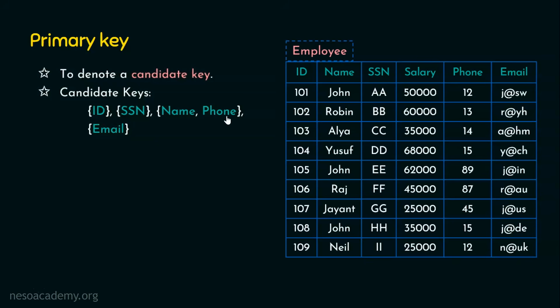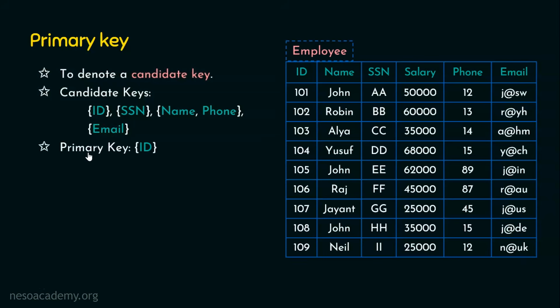Coming to name and phone number, there is an attribute which contains null values. So this key, name and phone number, may be unique, but it has null values because there is an attribute which may take null values. And coming to email, of course, with email we can uniquely identify the tuple, but unfortunately there may be null values in the email, because an employee may or may not have an email ID. So in that case, which will be the primary key?